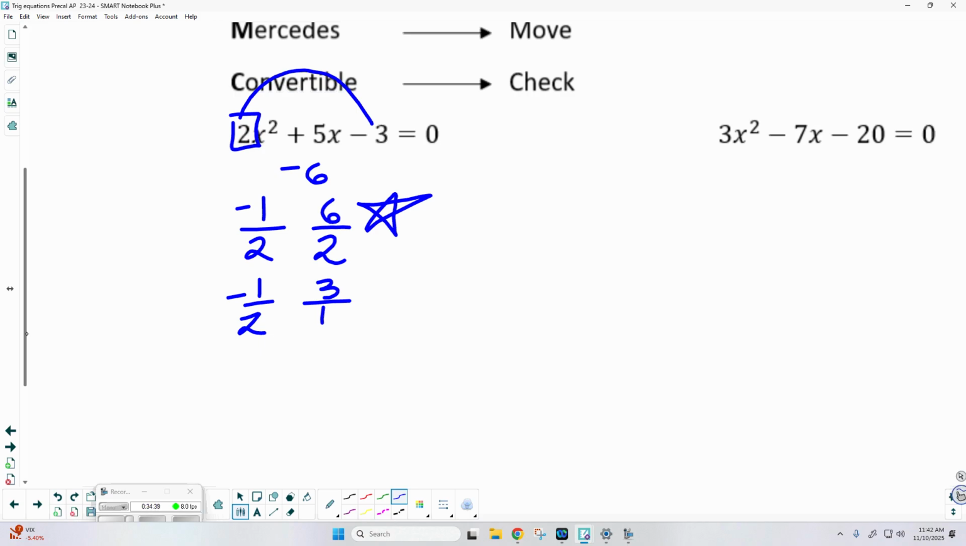We're going to move these numbers. At this point, you put the variable in each denominator and you read it from the bottom up. So this is going to be negative 1 over 2x. That's a 2x minus 1. 3 over x. That's an x plus 3. There you go.